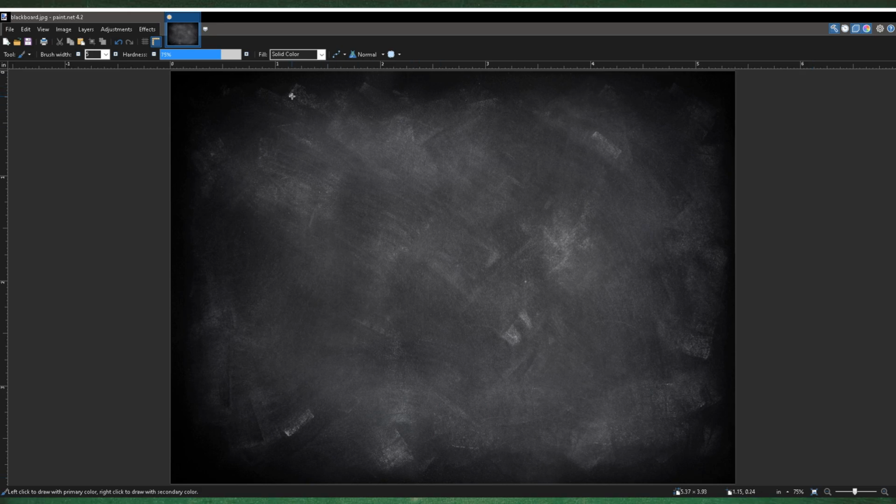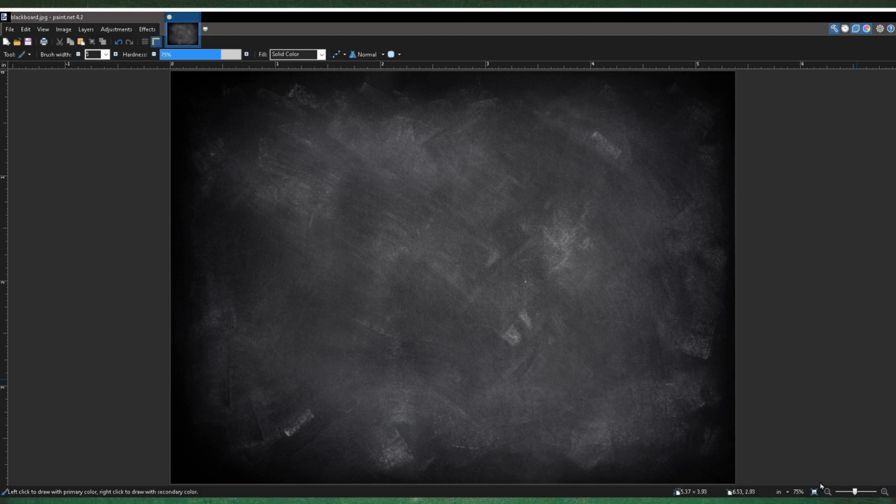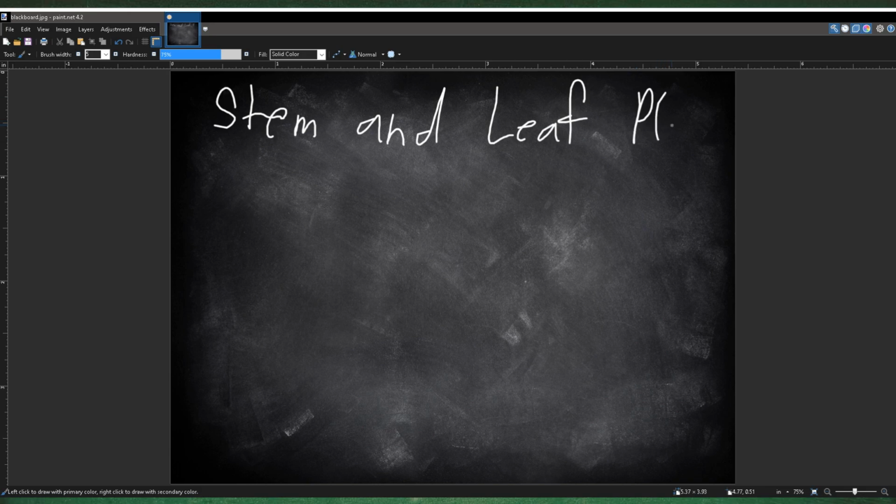Now let's move on to quantitative variables. Sorry, that's not an I there, that's an A. This is basically any charts and tables that show you how to graph actual numerical answers. So let's start with the basic one, which is stem and leaf. It's usually referred to as a stem and leaf plot.